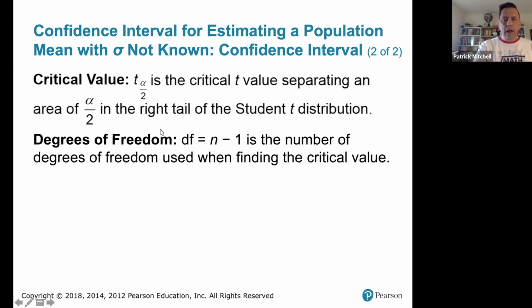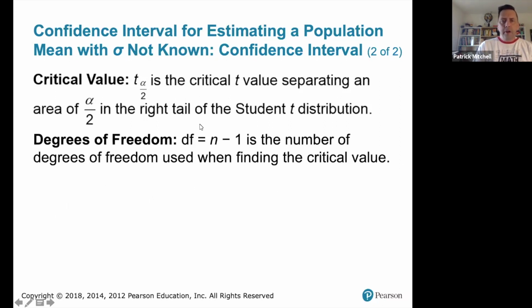All right, so let's talk a little bit more about this t. T sub alpha over 2 is the critical t value separating an area of alpha over 2 in the right tail. Before I go on, let me just point out that this is the same way that z sub alpha over 2 was defined before, except when it was z sub alpha over 2, we were talking about the standard normal distribution. Now we're talking about something called the student t distribution.